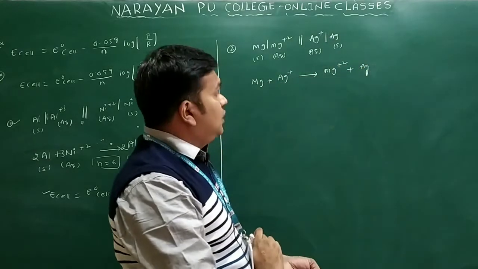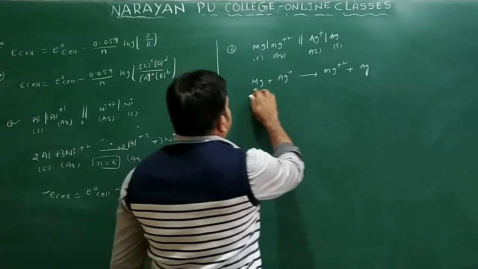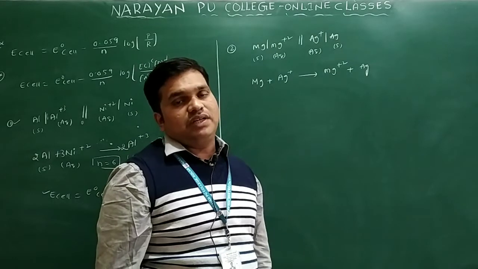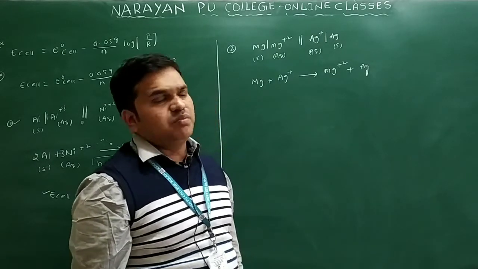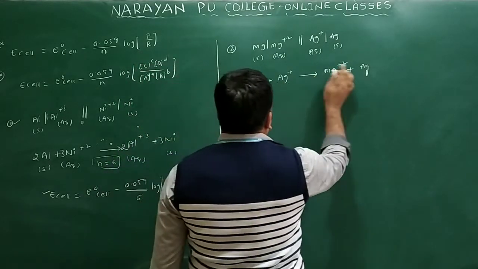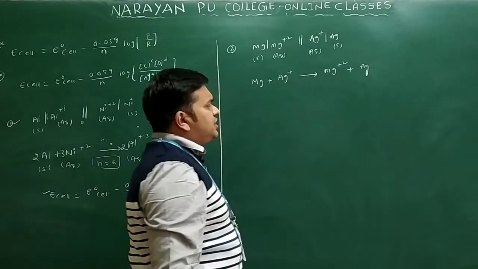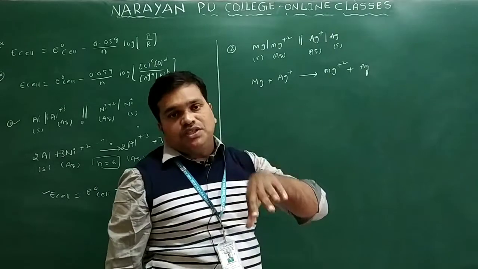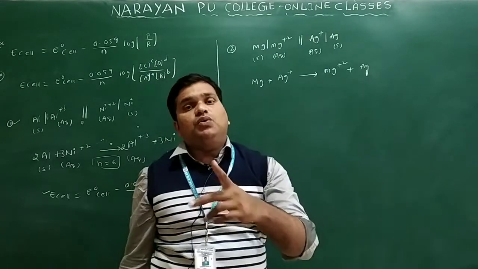Now we see here, magnesium loses 2 electrons and is converted into magnesium plus 2. Here Ag plus goes to Ag. What is the difference in electrons here? If an element is in pure form, its oxidation number is always 0. So here from plus 1 to 0, there is a change of only 1 electron.